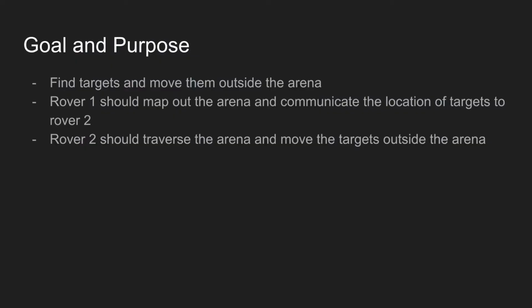The overall goal and purpose of this project is to find targets that are placed randomly in a randomly shaped arena and move them outside the arena. The first rover should map out the arena and communicate the location of targets to the second rover. The second rover should traverse the arena while avoiding obstacles and move the targets outside the arena.